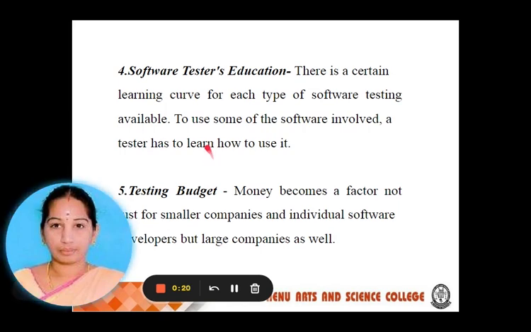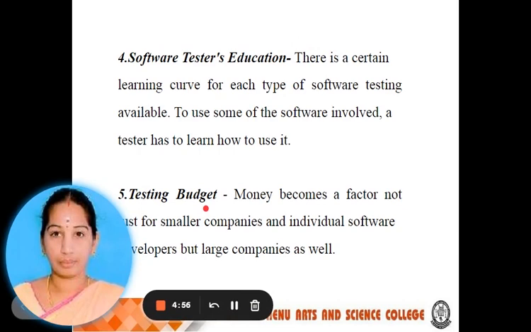After that, the fourth one is software testers' education. Here the tester needs to know how to test a project. So that much knowledge the system testers must have. The next one is testing budget. It makes sure that the project is released on time and runs without any interruptions. That is what we call the testing budget.